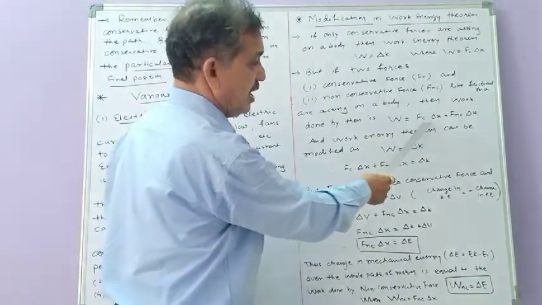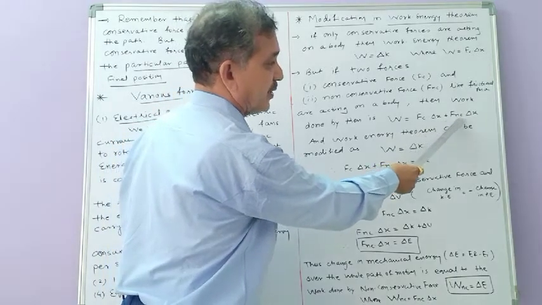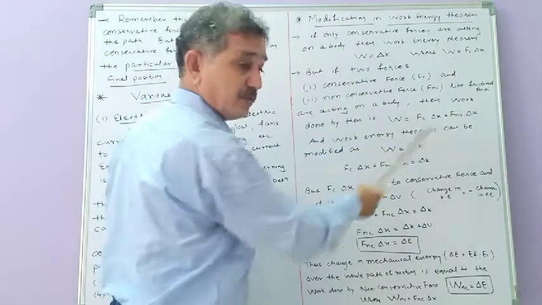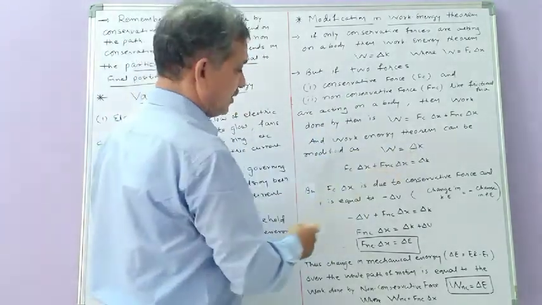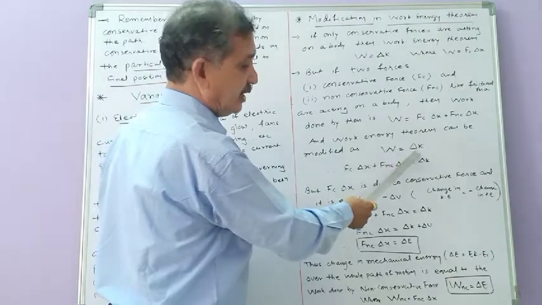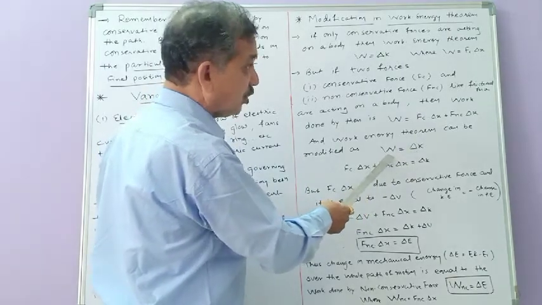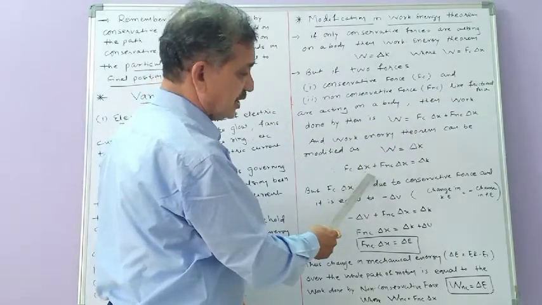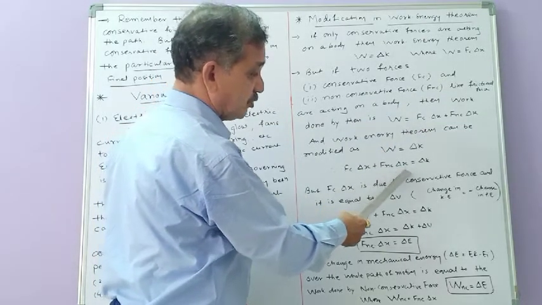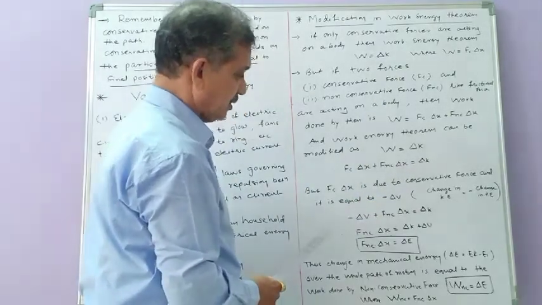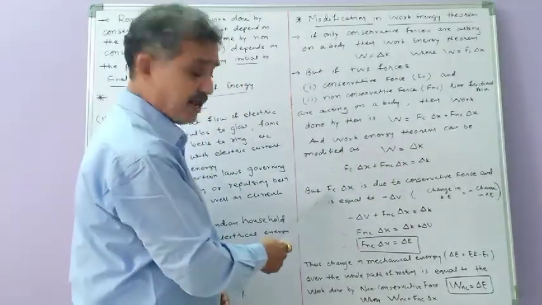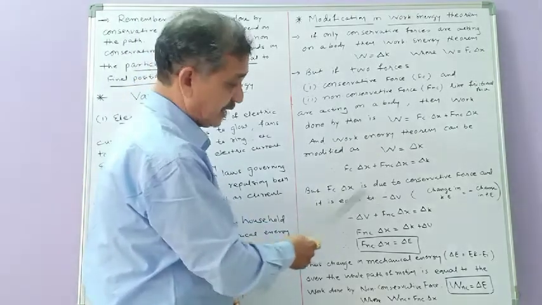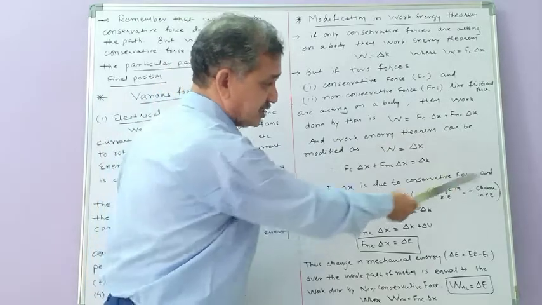So W equal to what? Fc into delta x plus Fnc into delta x. So in this equation, W is replaced by the sum of these two. And work energy theorem can be modified as W equal to delta K. But at this time, W is not simply equal to Fc into delta x. But this W is equal to Fc into delta x plus Fnc into delta x equal to delta K. But we know that Fc into delta x is the work done, and it is due to conservative force.